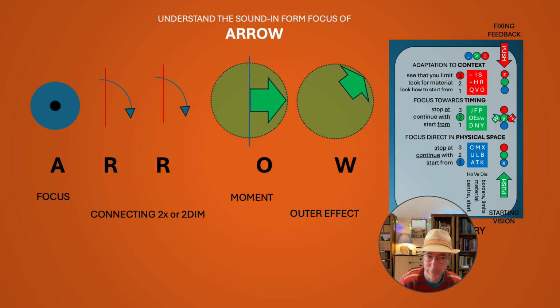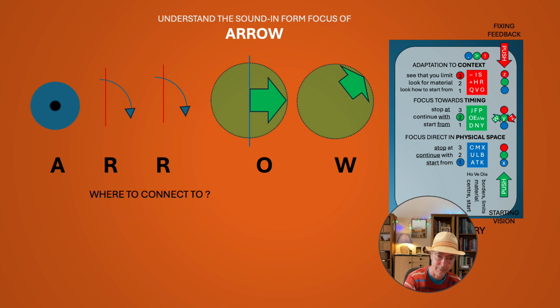The A is about focus. The R is about connecting. There's double R, so it will be connecting with connecting. So you always have a two-dimensional or even three-dimensional way of connecting. You're connecting to a certain moment where you see, okay, here is the connection. And with the W, you have an outer effect. That also is understandable with the usage of the arrow in the same way. But where will it connect to? Where will the R connect to? So here I will make some detours and some investigations before I make a conclusion: no, it can only be this.